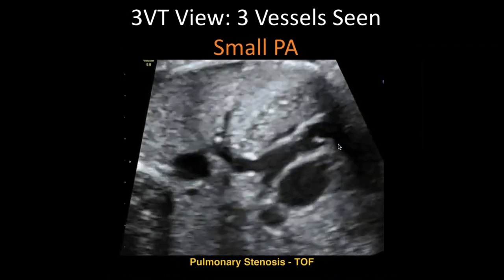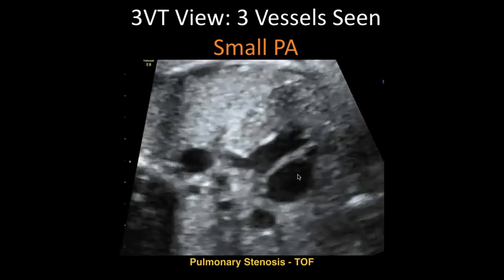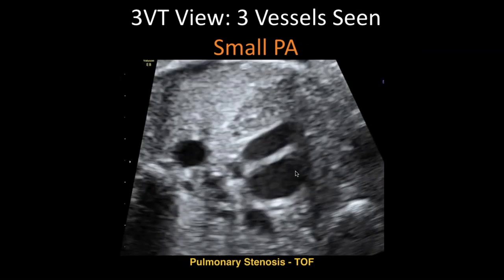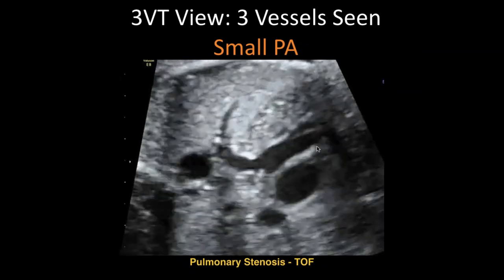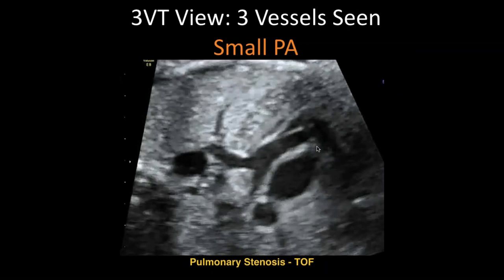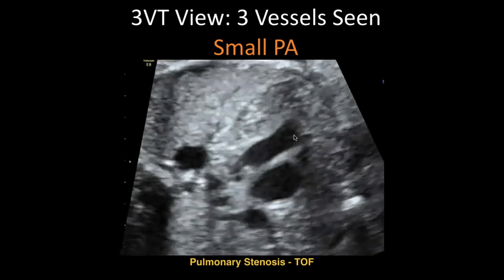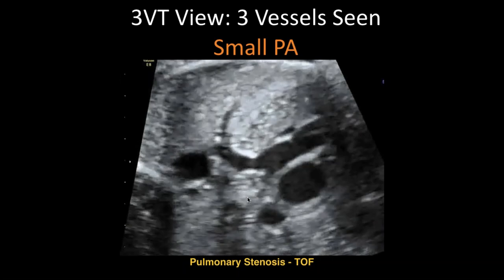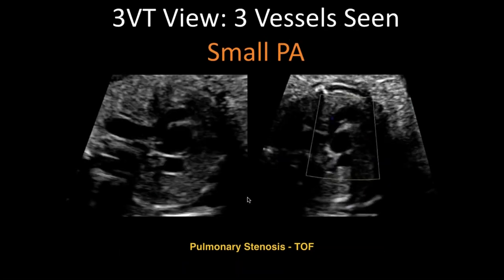Here's an example of a tetralogy of Fallot. Aorta is large. Look at the size of the aorta right here. Here's the pulmonary artery. It's narrow. It's narrower than the aorta. And you have to be a little bit more attentive to this detail to figure out that the pulmonary artery should be at least equal, if not larger. But that's a narrower pulmonary artery. That's a tetralogy of Fallot case.